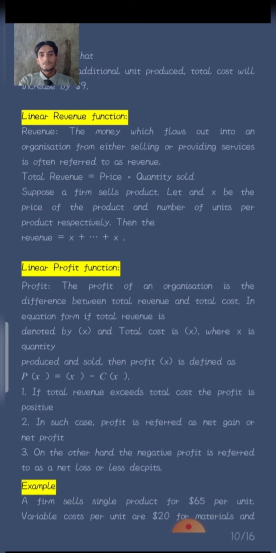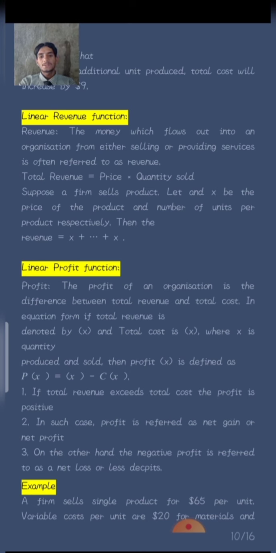Total revenue is equal to price times quantity sold. Suppose a firm sells a product, and let X be the price of the product and the number of units sold respectively. Then the revenue is equal to X times X.